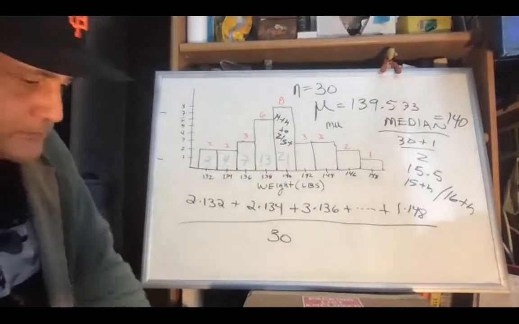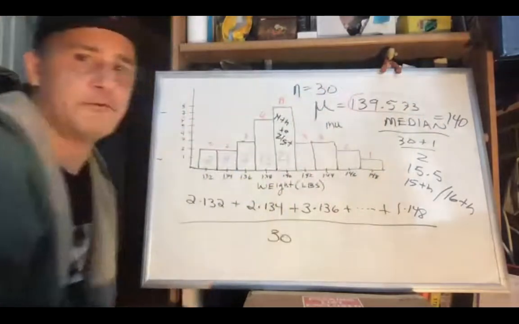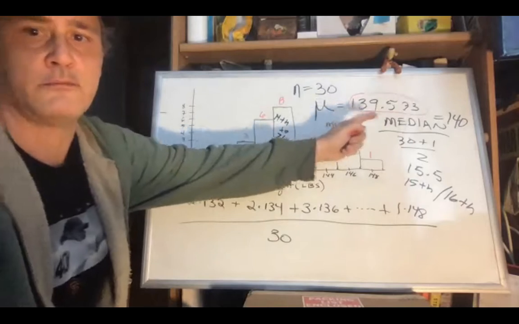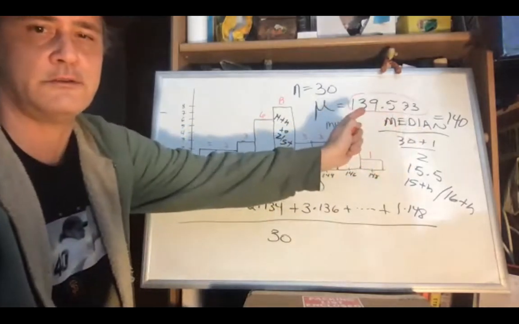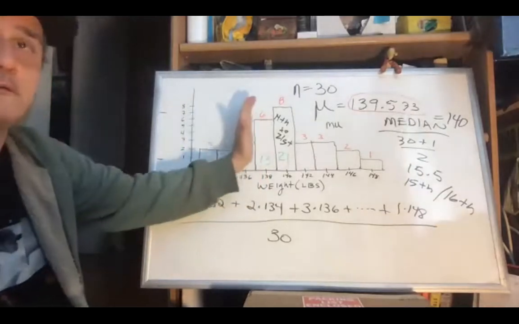Okay, well, notice that the mean is just a tad less, ever so slightly, not really that much. You know, this is a rounding error. So those are practically the same, but just a little bit less. So a little bit to the left.